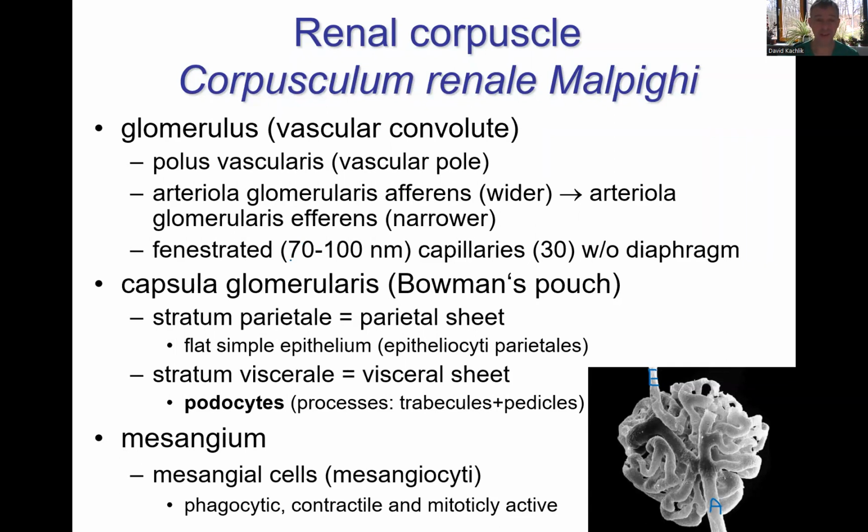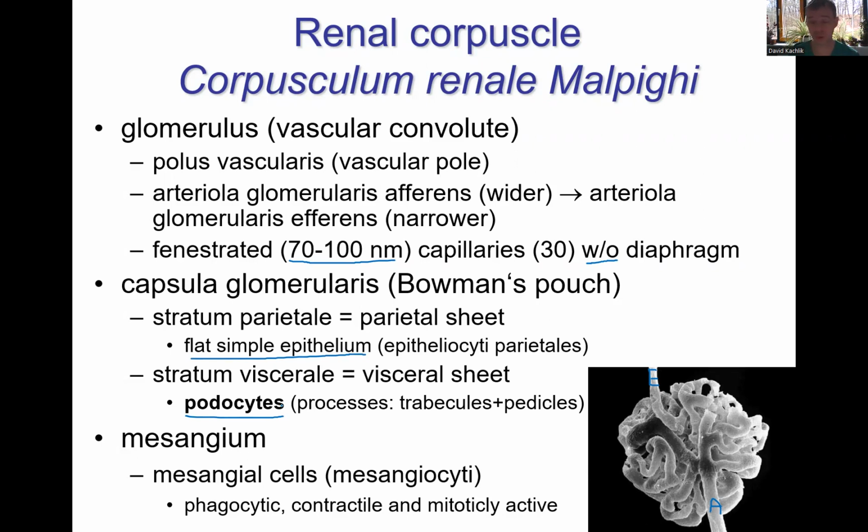The capillaries are fenestrated, and the fenestrations are quite large, up to 100 nanometers. And there is no diaphragm in these fenestrated capillaries. So it's a specific type of capillaries just here in the kidney. As I said, the Bowman's capsule or Bowman's pouch contains a parietal sheet, which is formed by flat simple epithelium, and a visceral sheet, which is formed by podocytes. Why these cells are called podocytes, I will show you.